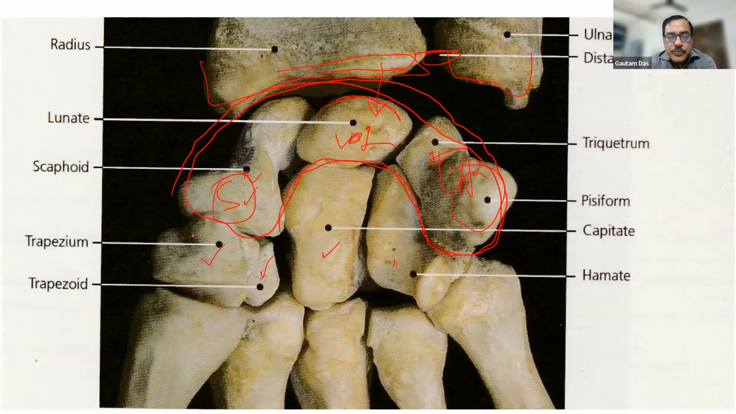And the distal row is like an inverted T. So what is there? The 2 bones, trapezium and trapezoid. Then in the middle is the very big, the largest carpal bone, the capitate. And here is your hamate. Hamate is like this. This part is your hook of the hamate, and this is the other part of the hamate. So this is your inverted T. This is how we can remember the shape of these different carpal bones.